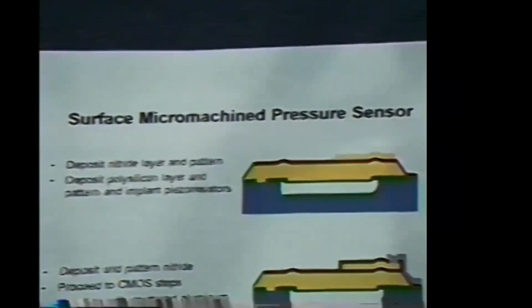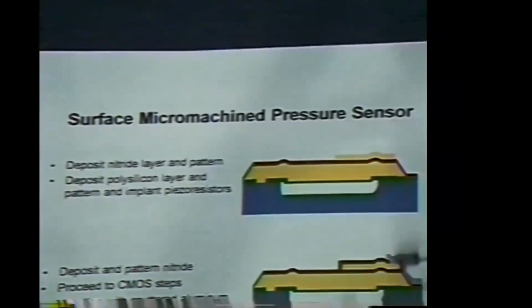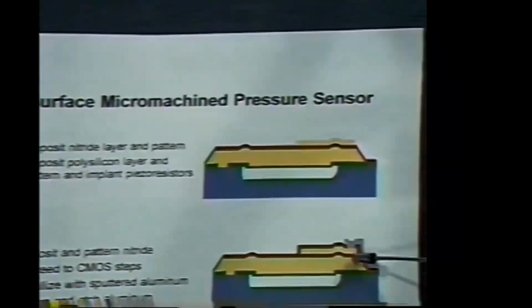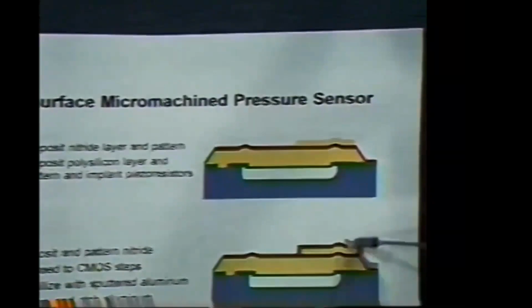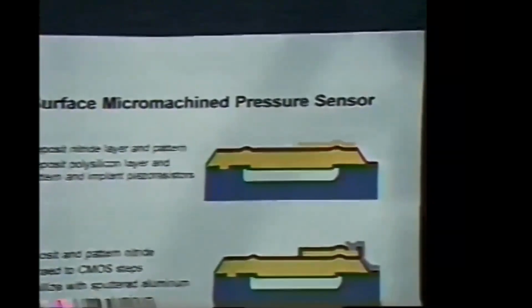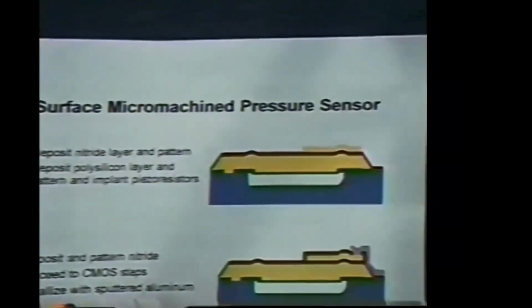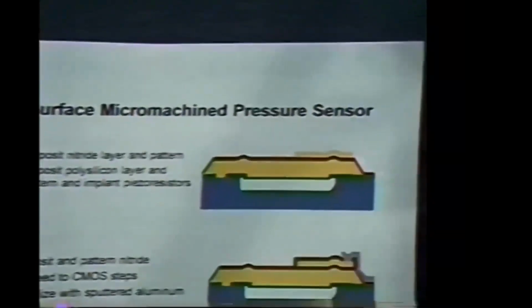Finally, to finish off the sensor, we make a contact to that piezoresistor by opening up a nitride coating that we put on top of the piezoresistor and providing metal to carry the signals from the piezos off to the rest of the die circuitry.